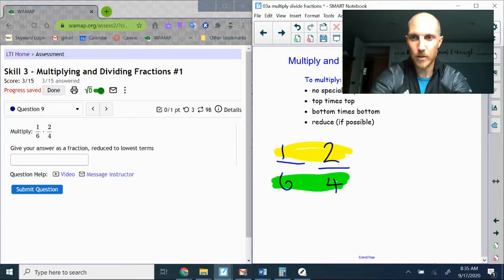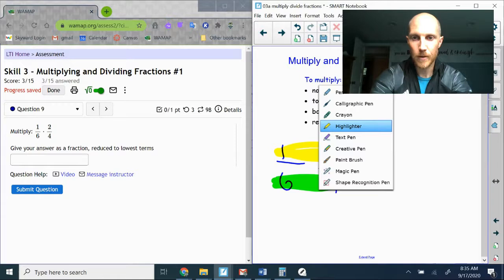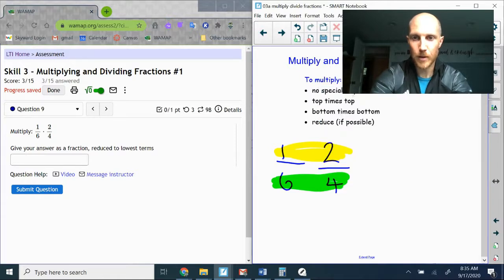Change my pen. Try to change my pen. Don't want to write with the highlighter. Come on, computer. Okay, let's go back to pen. Great. My pen's still not working. Come on, pen. You're making me impatient here. All right, let's try this now.